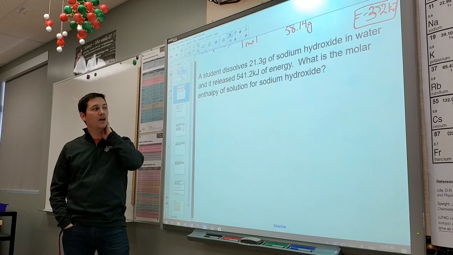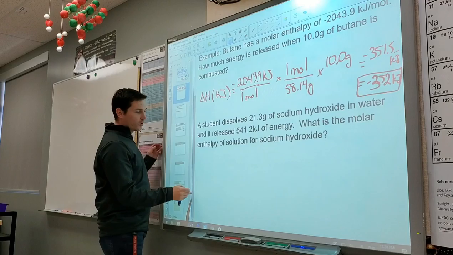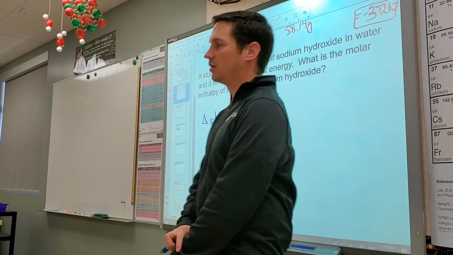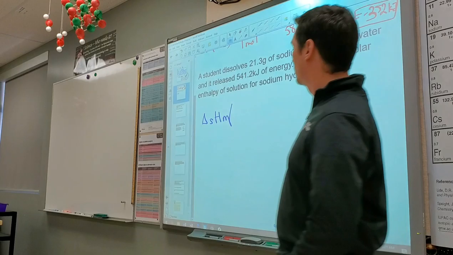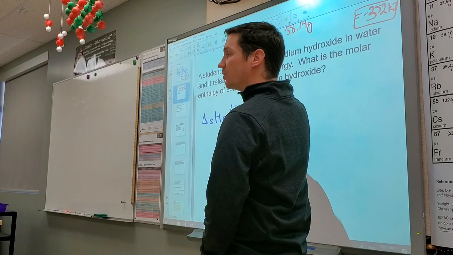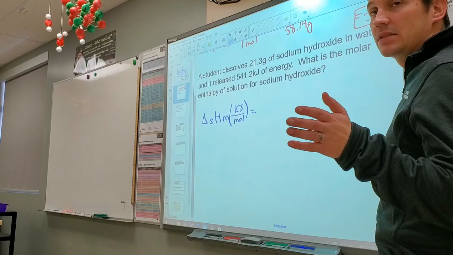A student dissolves 21.3 grams of sodium hydroxide in water, and it released 541.2 kilojoules of energy. What is the molar enthalpy of solution for sodium hydroxide? So what are we looking for here? You're looking for the molar enthalpy of solution for sodium hydroxide. And what is that measured in? What is molar enthalpy of anything measured in? Joules over grams? No. Kilojoules per mole. A molar enthalpy is how much energy is either released or absorbed per mole of that substance.